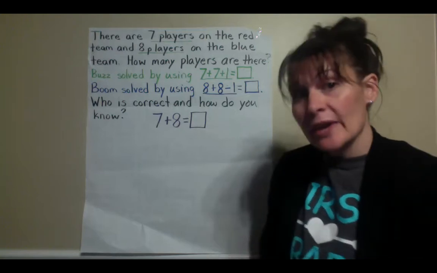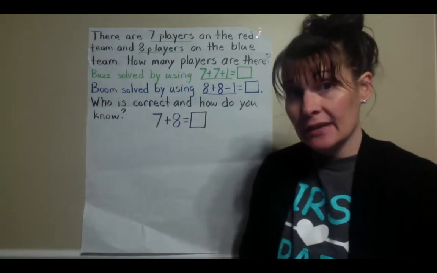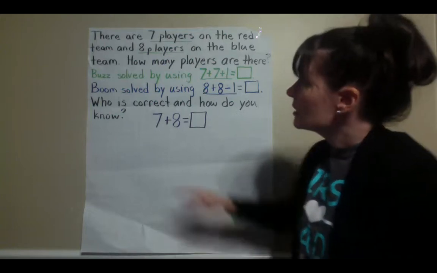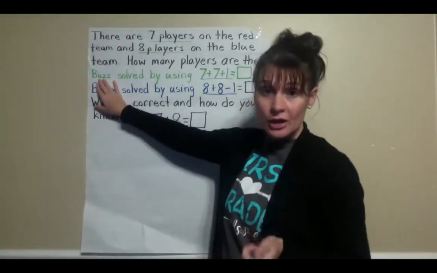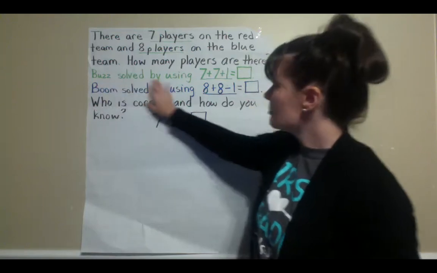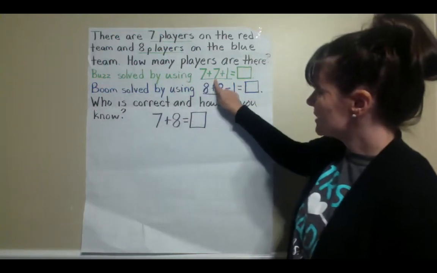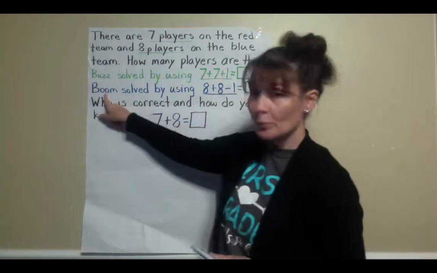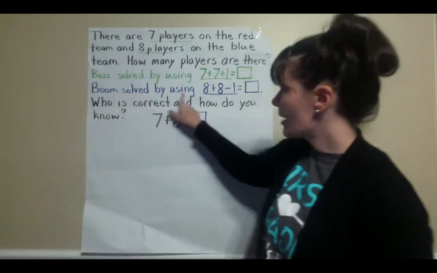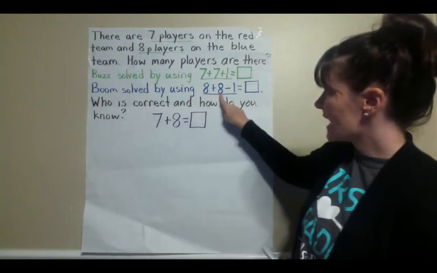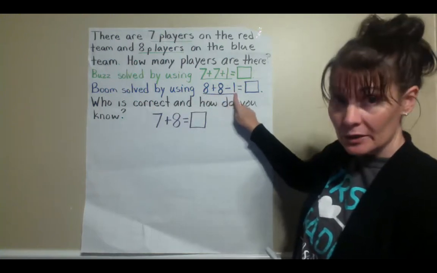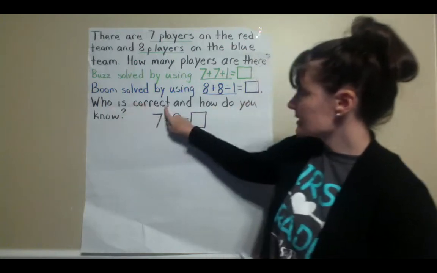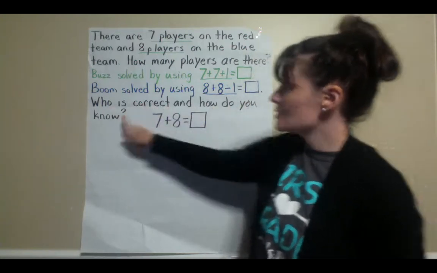Now, we have some characters with us today that are going to help us with our solving. Buzz tried to solve this problem by using 7 plus 7 plus 1. Boom tried to solve this problem by using 8 plus 8 minus 1. Who is correct and how do you know?